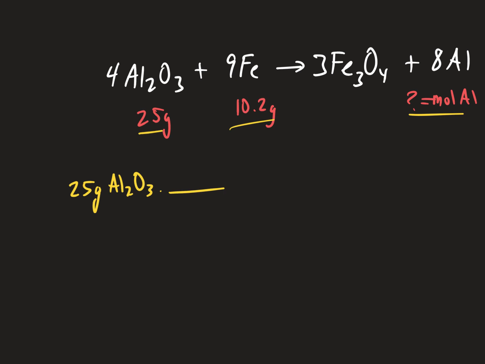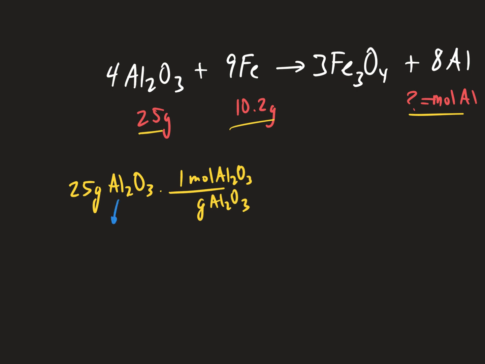Do we want grams of aluminum oxide in our answer? If we don't, then where does it go? On the bottom of our conversion factor. So grams of Al2O3. And what do we know how to convert to? If we look at our mole roadmap, what can we convert to? Moles. Yeah. If we have 1 mole of Al2O3, we can find the molar mass of aluminum oxide.